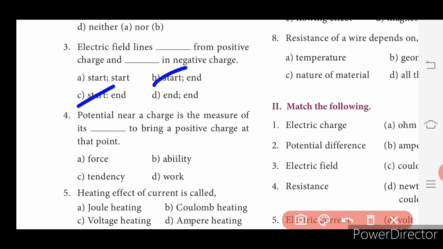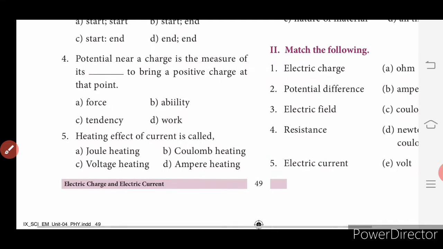Okay, B or C. Then the fourth one, potential near a charge is the measure of its dash to bring a positive charge at that point. The fourth one answer is work. Option D, work is the answer. Then fifth one, heating effect of current is called Joule heating. Option A.